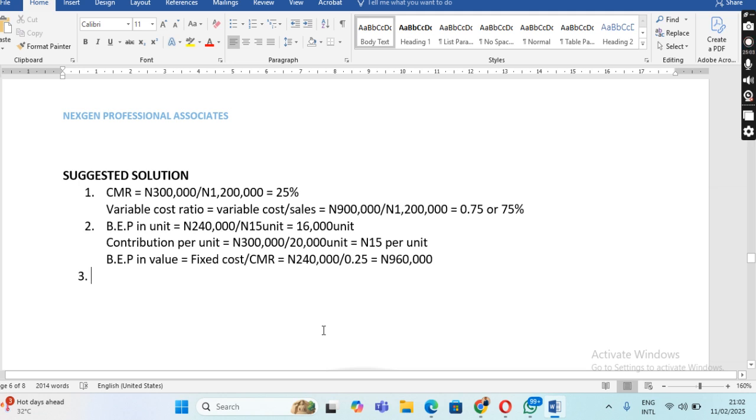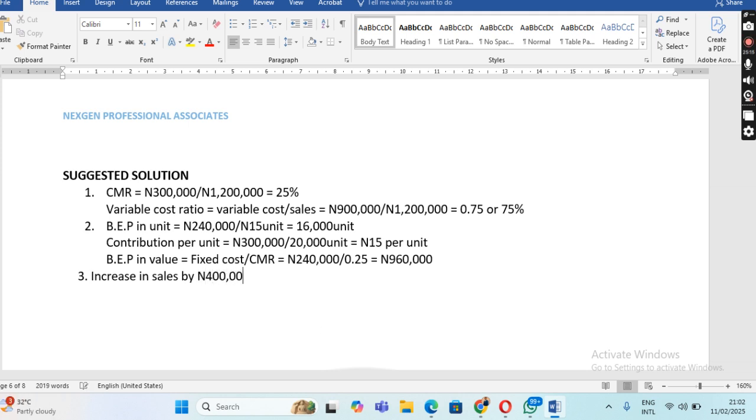First, increase the sales. Increase in sales by 400,000. So therefore 1.2 million plus the 400,000 equals 1.6 million. Now the sales has increased by 400,000, right?